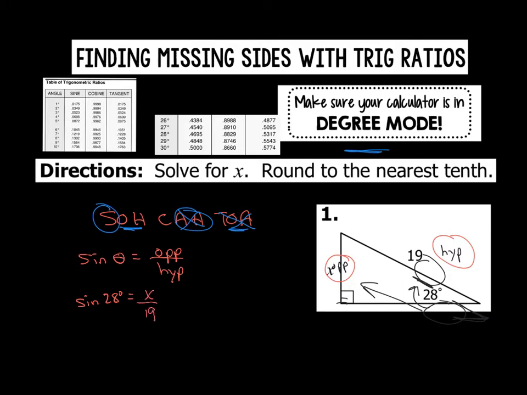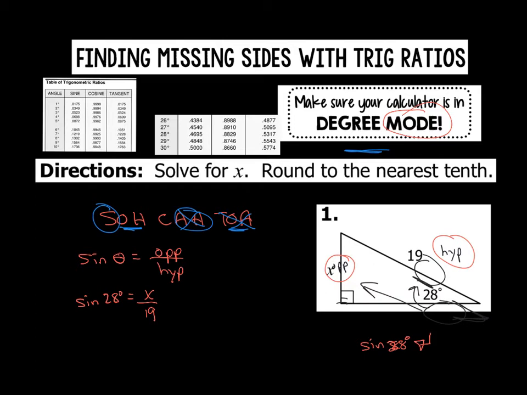Now I can go to my calculator, and there's buttons that say sine, cosine, and tangent, and we'll talk more in class about what it means to be in degree mode. But if I go into my calculator and I just type in sine of 28 degrees, and I hit enter, what I'm going to get is a multi-decimal number.